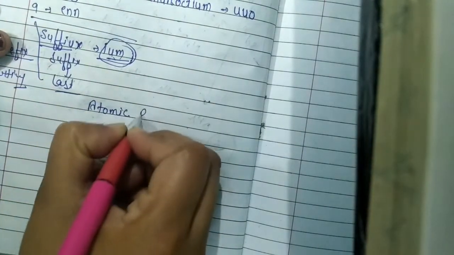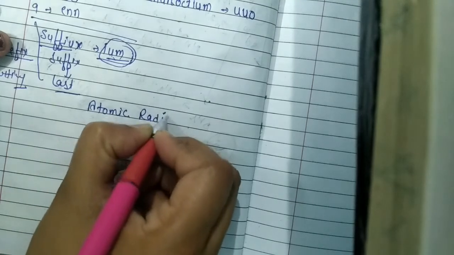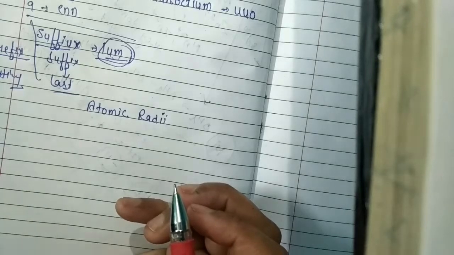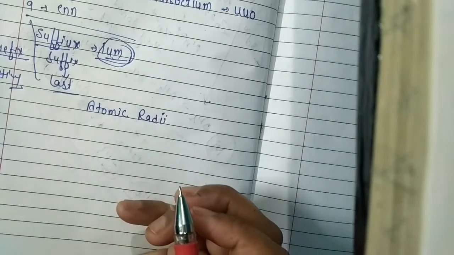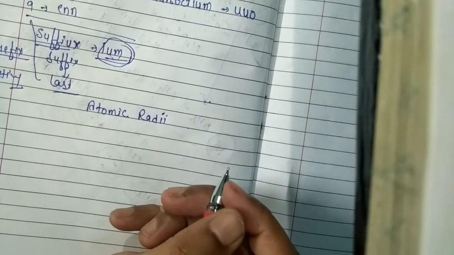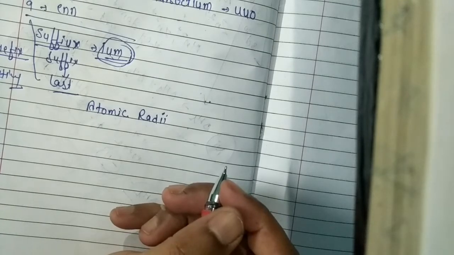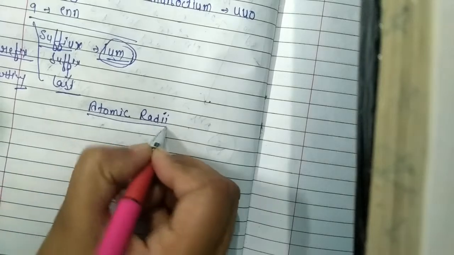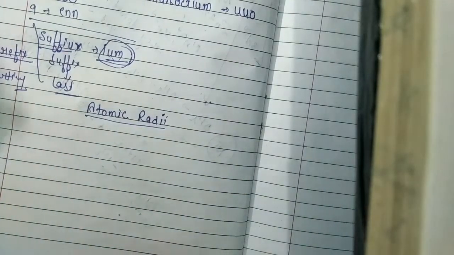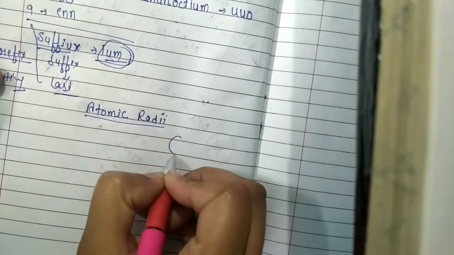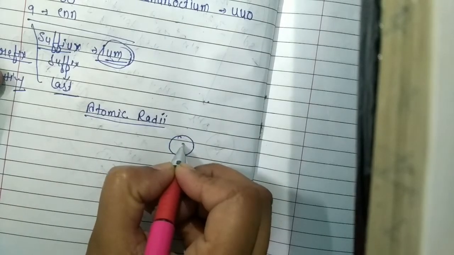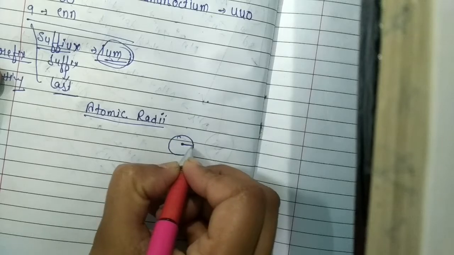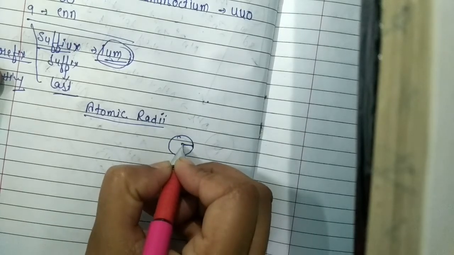Atomic radius. That is atomic radius, which we have discussed in 10th standard also. In atomic radii, what is the atomic radii? It is the distance from the center of a nucleus to the outermost shell. That is this distance.